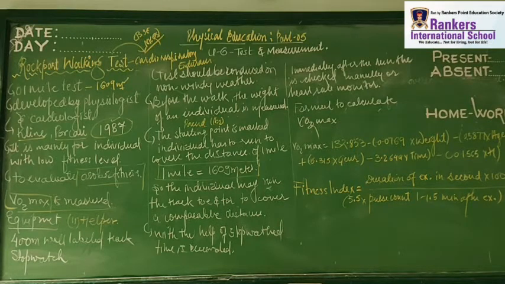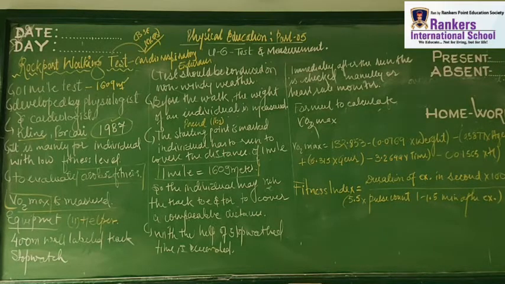Walk or run for 1 mile. We need to walk or run 1 mile, which equals 1609 meters, as fast as possible. As you all know, I told you earlier what speed is. Speed is the ability to run as fast as possible, or the ability to perform movement as fast as possible. In the same way, in this you will have to walk or run as fast as possible.